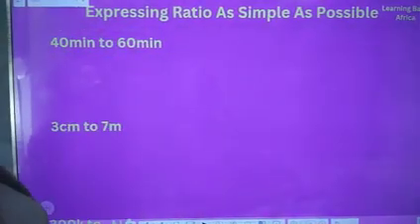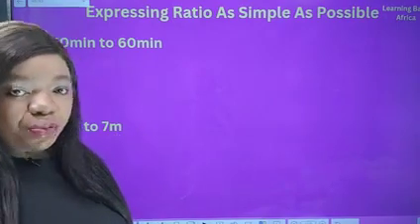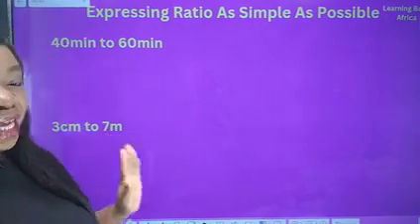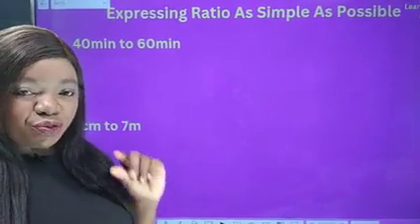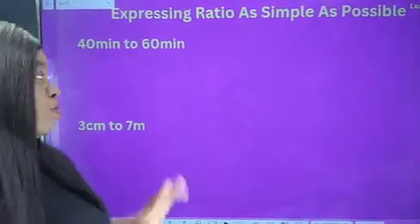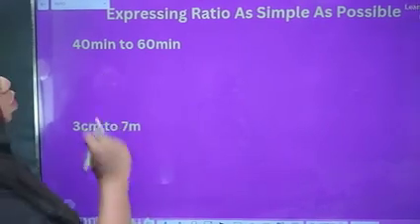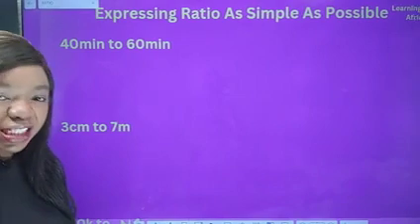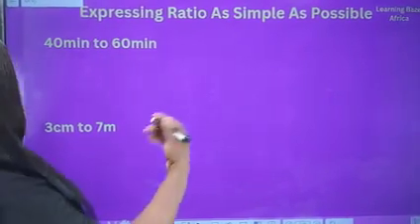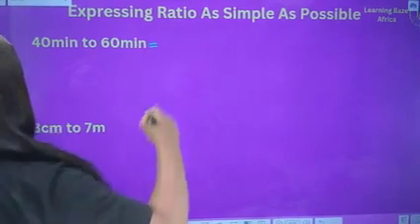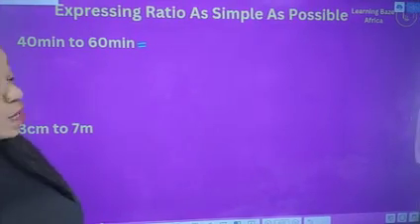Now, let's learn expressing ratio as simple as possible properly. In the previous slide, I explained how to express ratio as simple as possible, but now let's dive into it properly. Now, 40 minutes to 60 minutes, express it. It is a ratio. Express it as simply as possible, as simple as possible. You know, in some of the textbooks, you see expressing ratio as simply as possible and also as simple as possible.